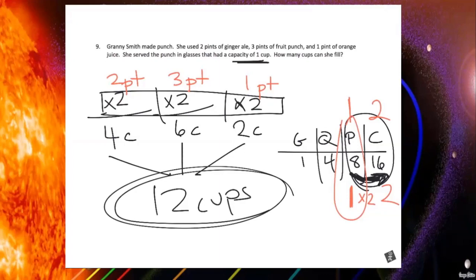She served the punch in glasses that had a capacity of 1 cup. So since each glass had a capacity of 1 cup, she could fill 12 cups.